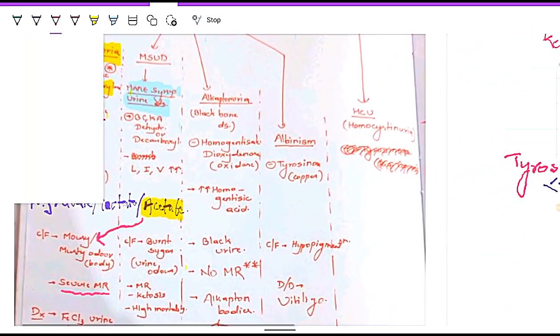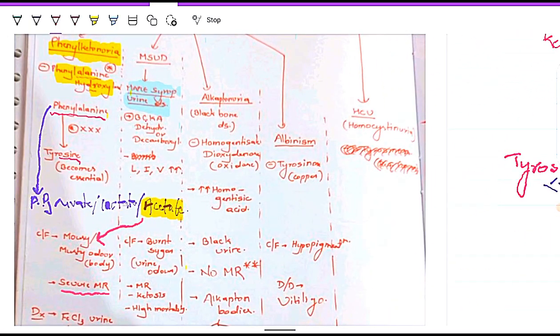The branched chain amino acids, which are leucine, isoleucine and valine, LIV, are converted by a transamination reaction, which occurs in the amino acid pathway, to a keto acid. We'll study about it later. Now these keto acids are cleared by the body by branched chain keto acid dehydrogenase.